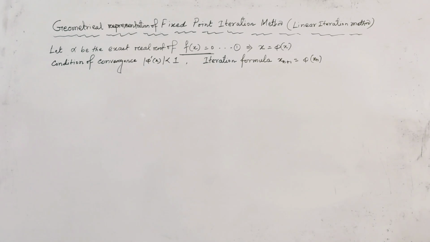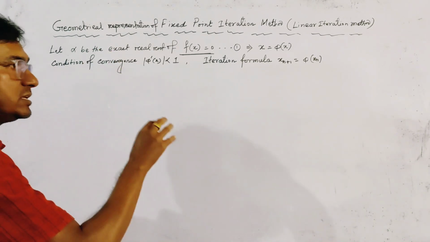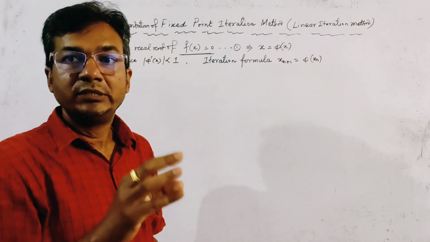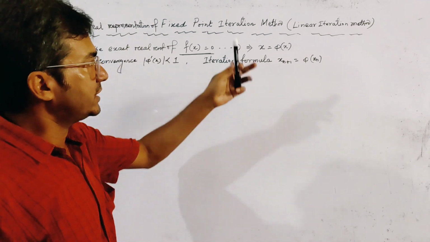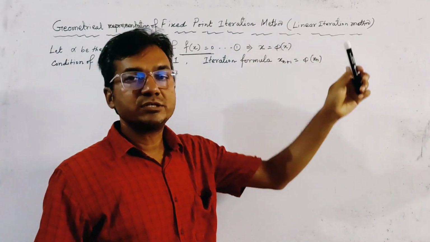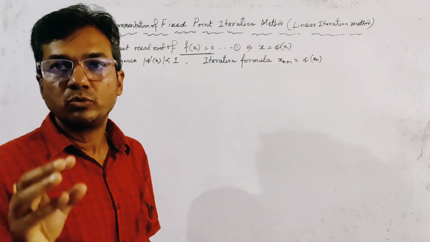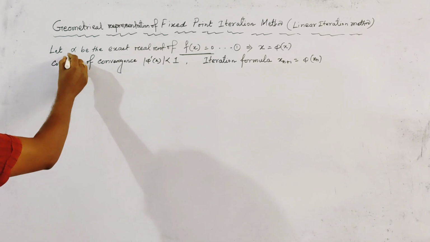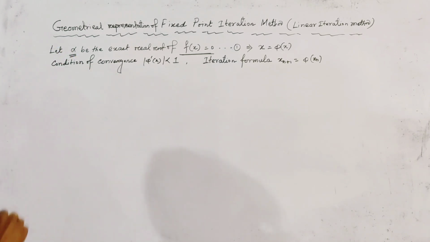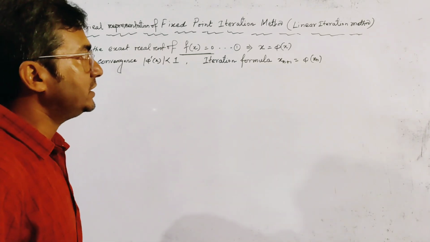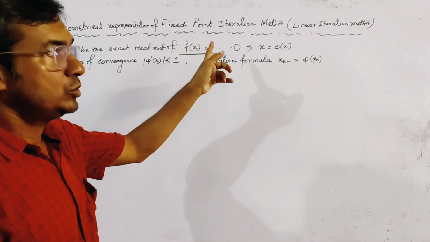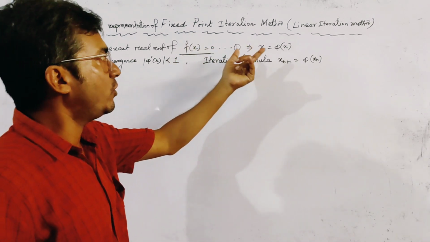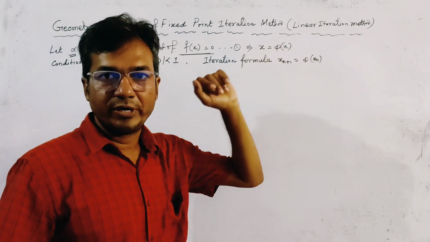And we know that we cannot find the exact solution of this equation, so we use a numerical method. That is, here we use the linear iteration method to find the approximate root of this equation, and we assume that alpha is the exact root of this equation. In the algorithm of this method, we first rewrite this equation in the form x = phi(x).